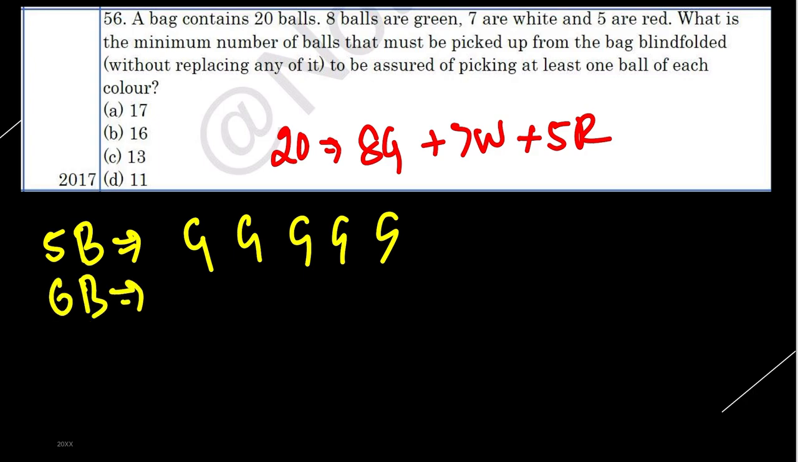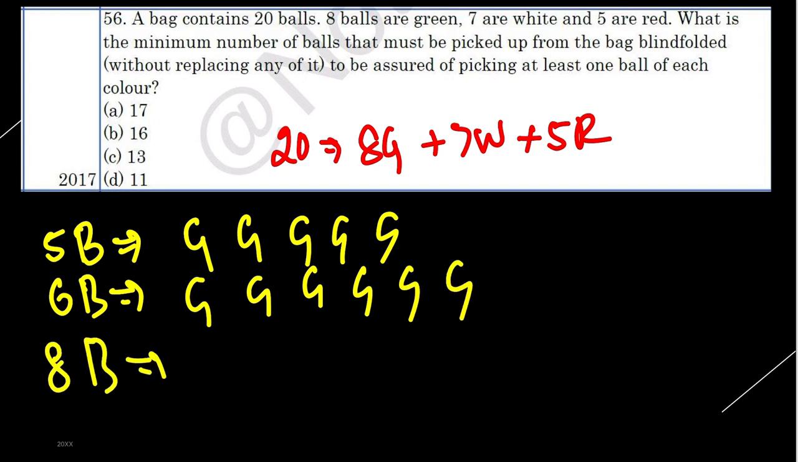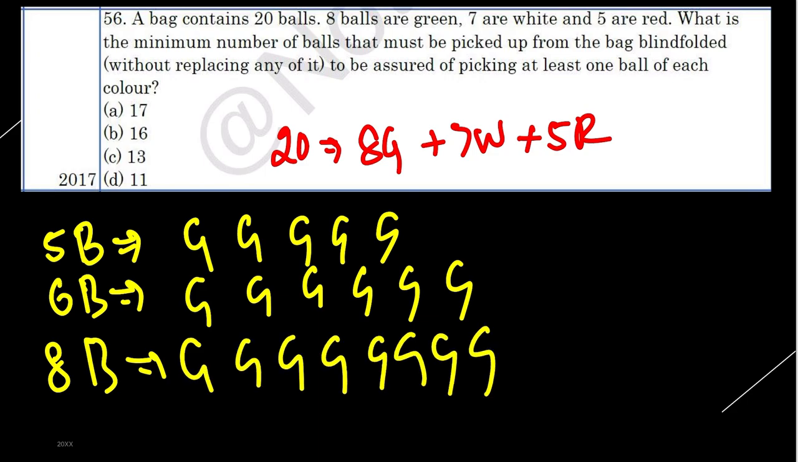Suppose 6 balls I have picked. So all 6 could be green. So 6 is also not the answer. What about 8 balls? 8 balls could be green, green, green, green, green, green, green, green. So the chances are all the 8 balls are green. So 8 is also not the answer because I still haven't got the white and red. Suppose I picked 9 balls.